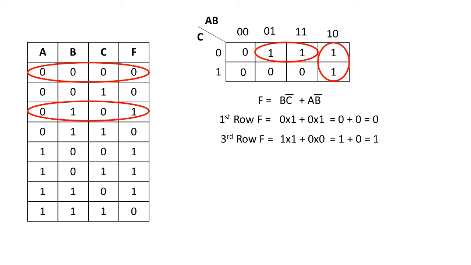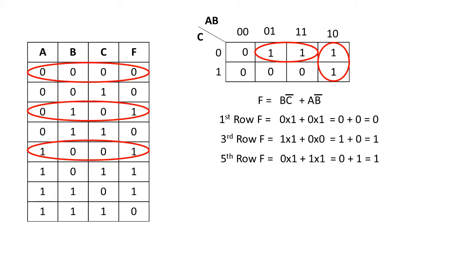Now let us check the fifth row. Observe, B C0. B is 0, C is 0. That means C0 is the complement of 0, that means 1. So 0 into 1, for the first variable. Now for the next one, A into B naught. That means A is 1, B is 0, so the complement of 0 is 1 for B. That means 1 into 1.